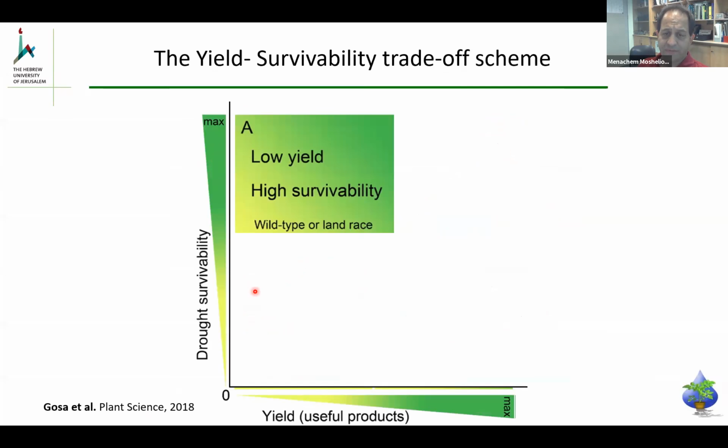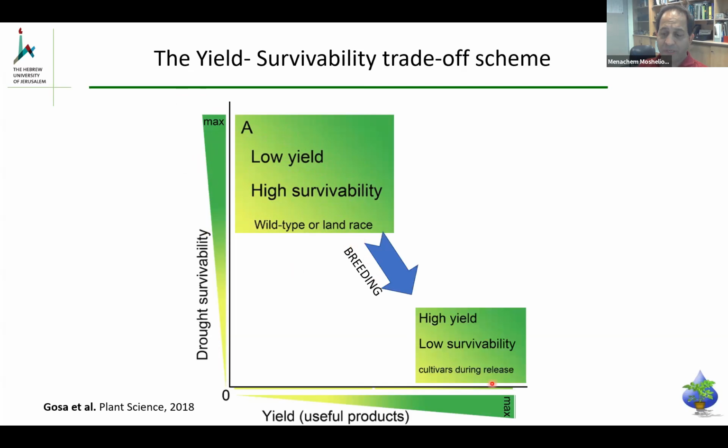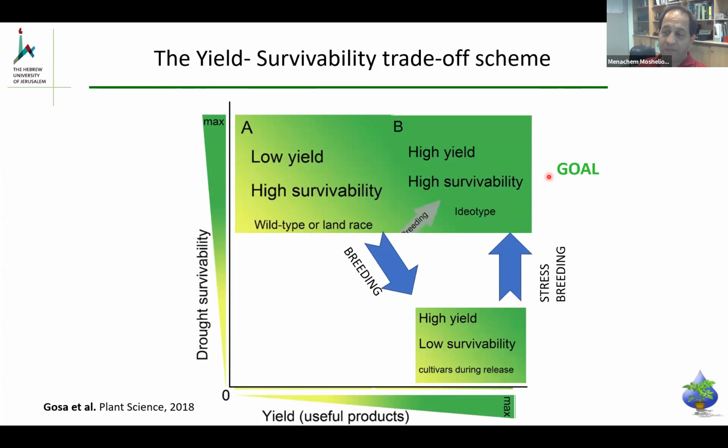So if we look on this very simple chart, we can say that wild types or landraces are usually low yielders, but have a very good survival mechanism. So we will find them here, high survivability, but low productivity. Breeding actually pushed the plants toward the high productivity end, of high yield, but it makes them much more susceptible to drought. The goal today of many breeders is to push the plants up here. So we have both high yield and good survivability.